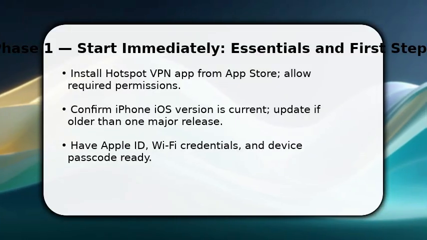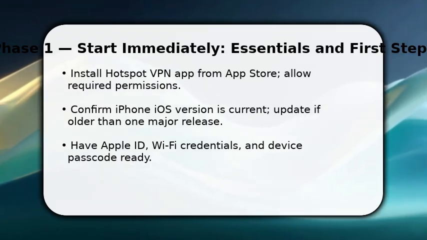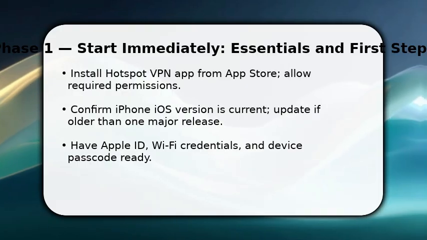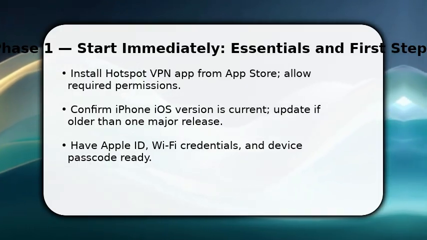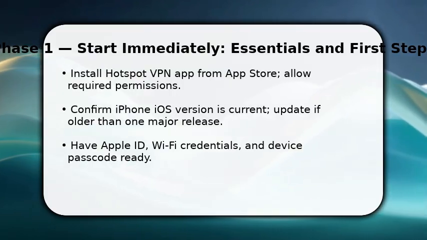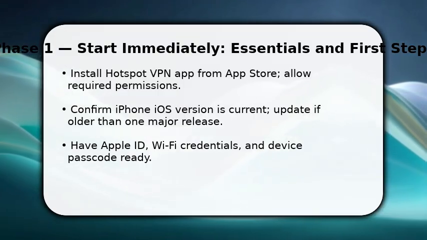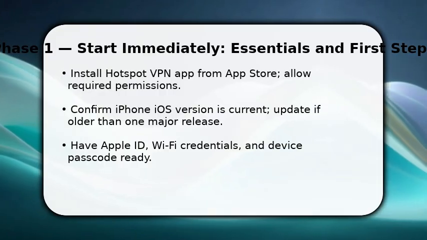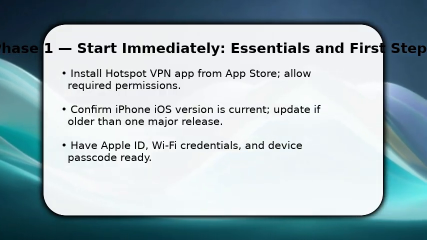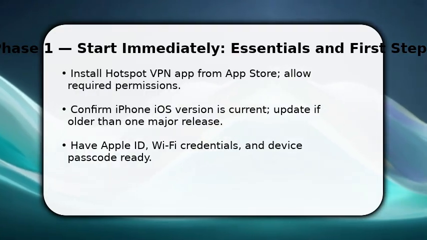You start by preparing the essentials. Open the App Store and install Hotspot VPN, then grant location and local network permissions when prompted. Make sure your iPhone runs the latest iOS or at least one major release behind, because VPN profiles can fail on very old builds. Enter your Apple ID password if requested, and keep Wi-Fi credentials and device passcode nearby. This streamlines authentication and avoids breaks.